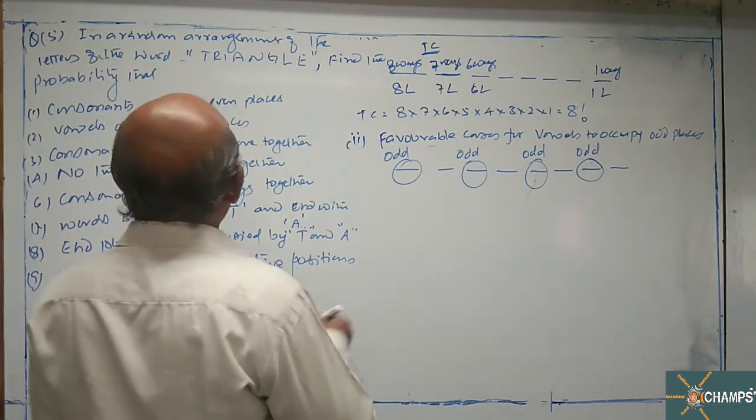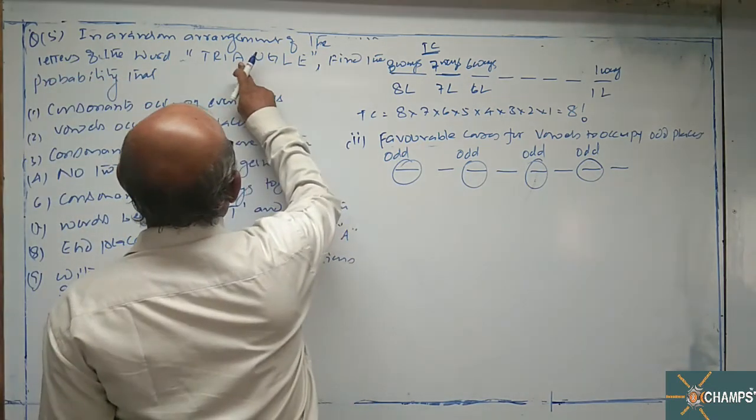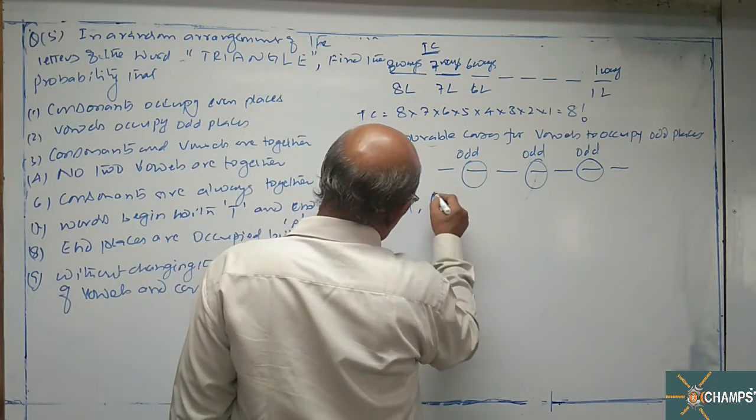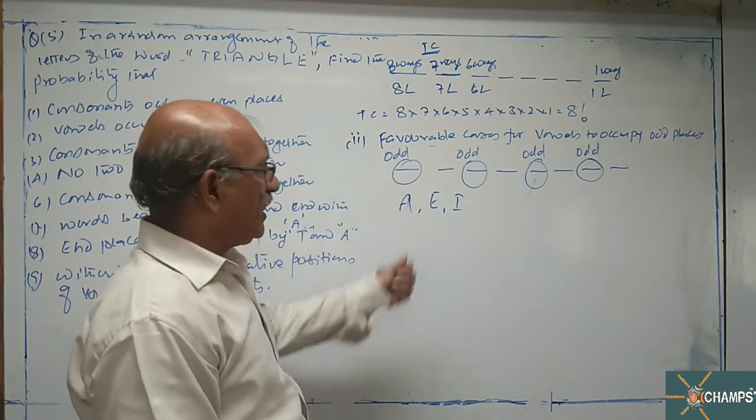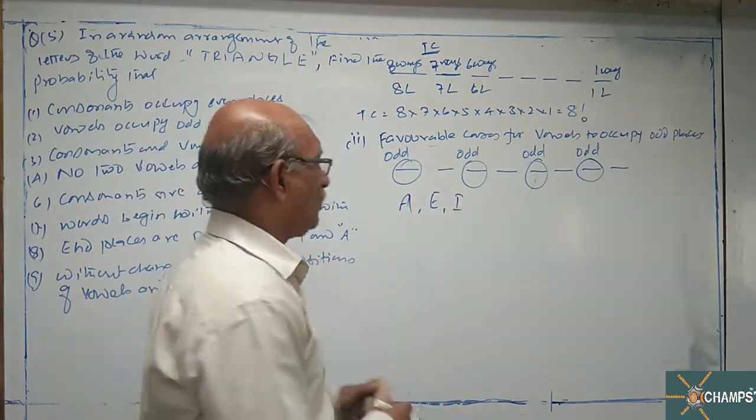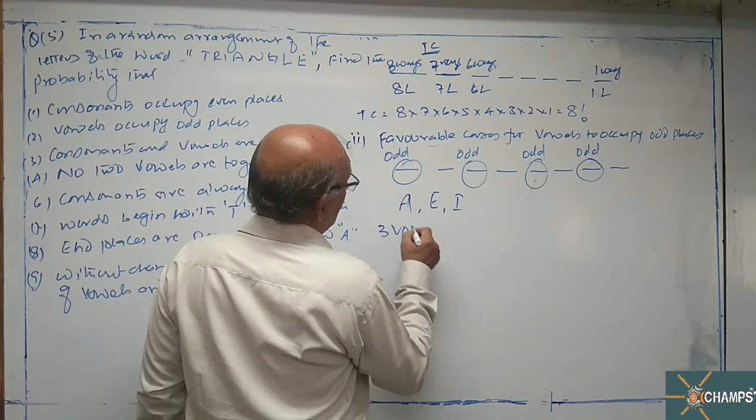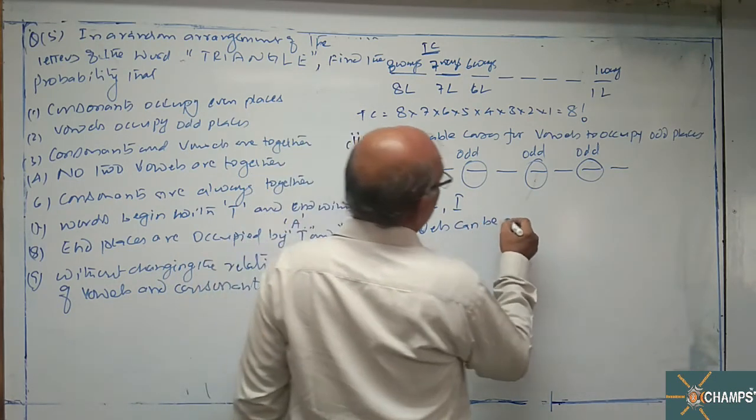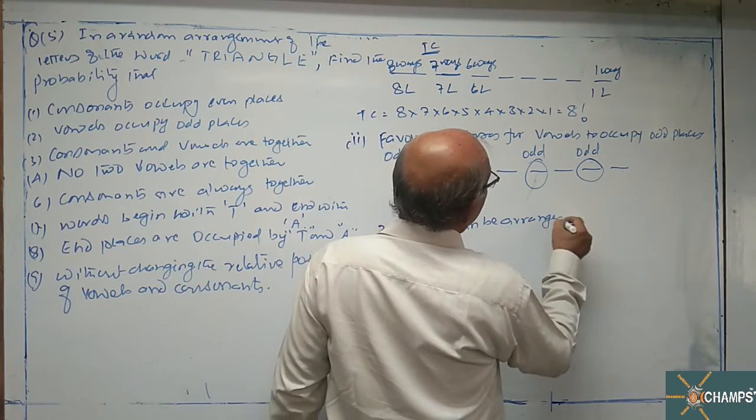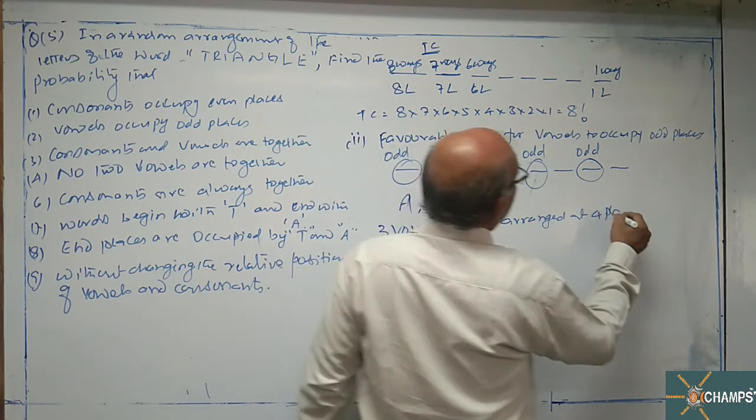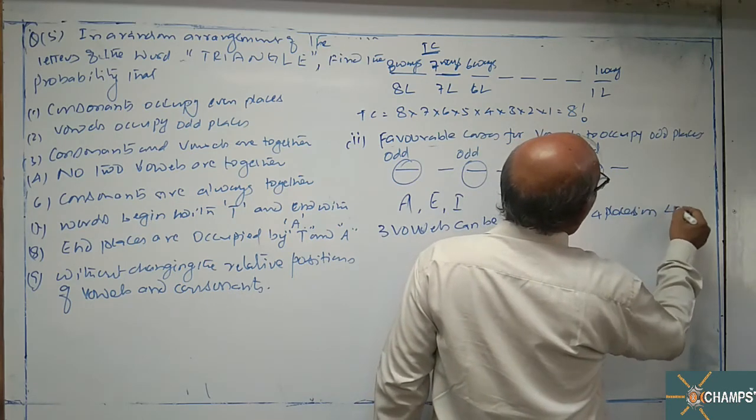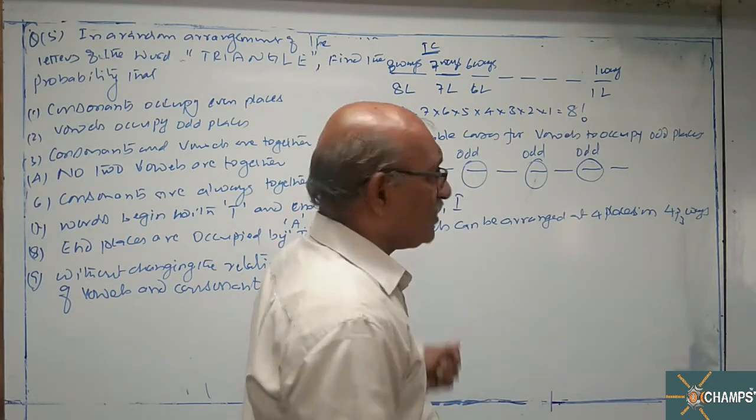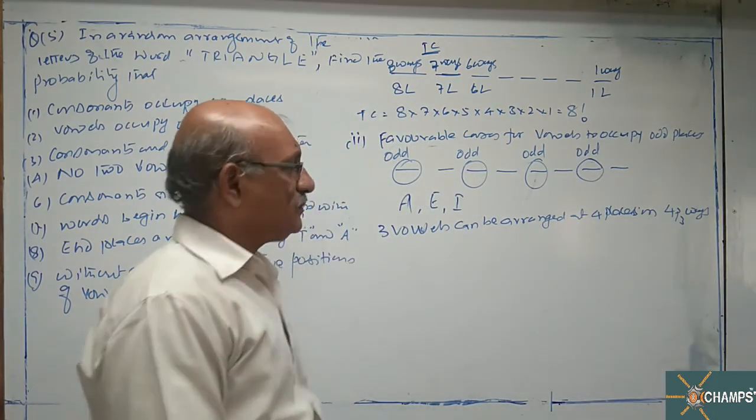Now how many vowels are there? The word has A, E, I. Only 3 vowels we have. Places are 4. 3 vowels can be arranged at 4 places in 4P3 ways. Whenever places are more and objects are less, use permutation notation. 4P3.